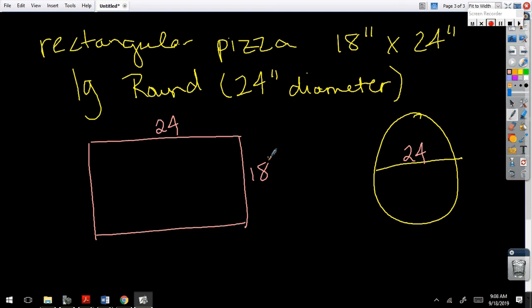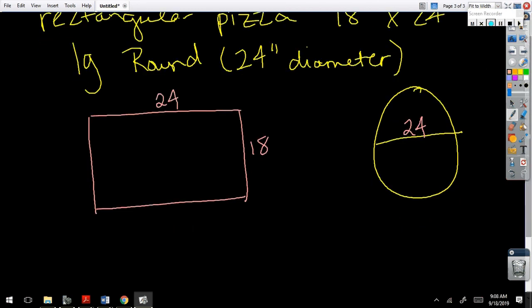How do you find area of a rectangle? Length times width, right? 24 times 18. So what's the area of this pizza? Somebody with a calculator. Jerome, to the rescue again. 432. Did you just Siri that?